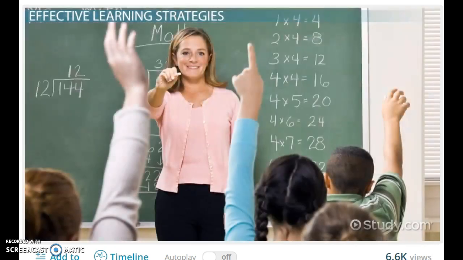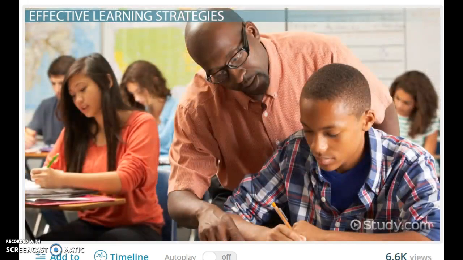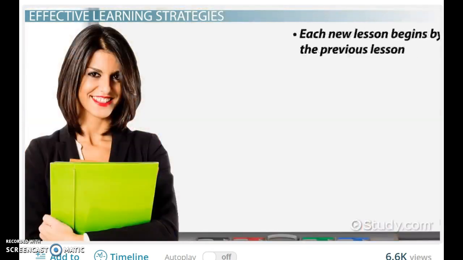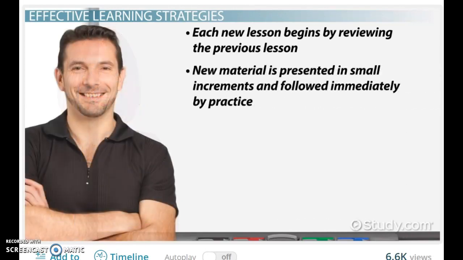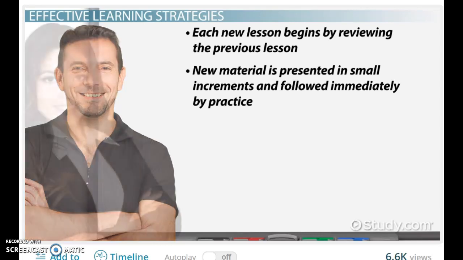Teachers play an important role in successful learning, as does consistency. Effective teachers can set up instruction strategically so students are more effective learners. Research shows teachers who use the following teaching strategies have more successful learners. Each new lesson begins by reviewing the previous lesson. Circling back to yesterday helps young people make connections to their learning. New material is presented in small increments and followed immediately by practice. Teach in small chunks to maximize understanding.